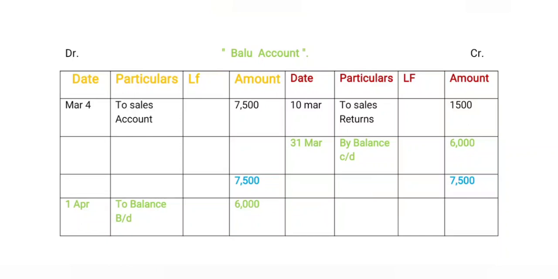Now coming to the credit side date column, that is 31st March, by balance carried down 6,000 rupees. This amount is the closing amount for this month. This amount is transferred to next month on the debit side, that is date column 1st April, to balance brought down 6,000. Now it is clear. Now going to another transaction.